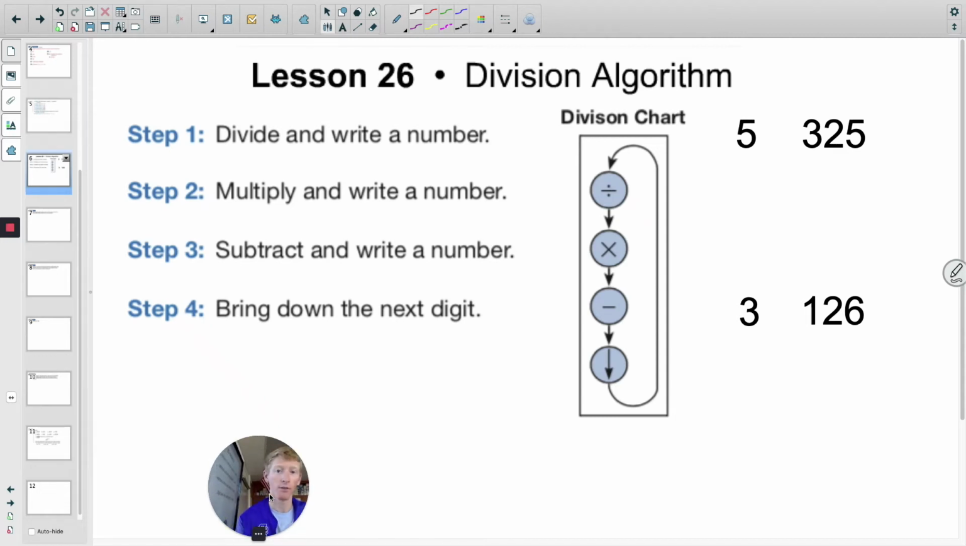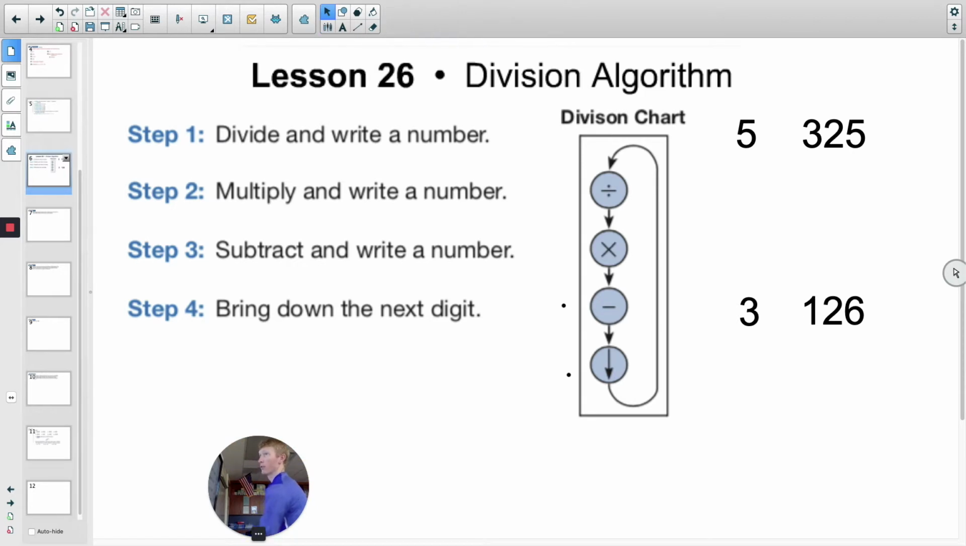All right, students, we have the division algorithm today, lesson 26. So there are 4 steps whenever you do long division. First step is divide. Then you multiply, then you subtract, and then you bring down. Okay, those are your four steps. So I have 2 examples here.